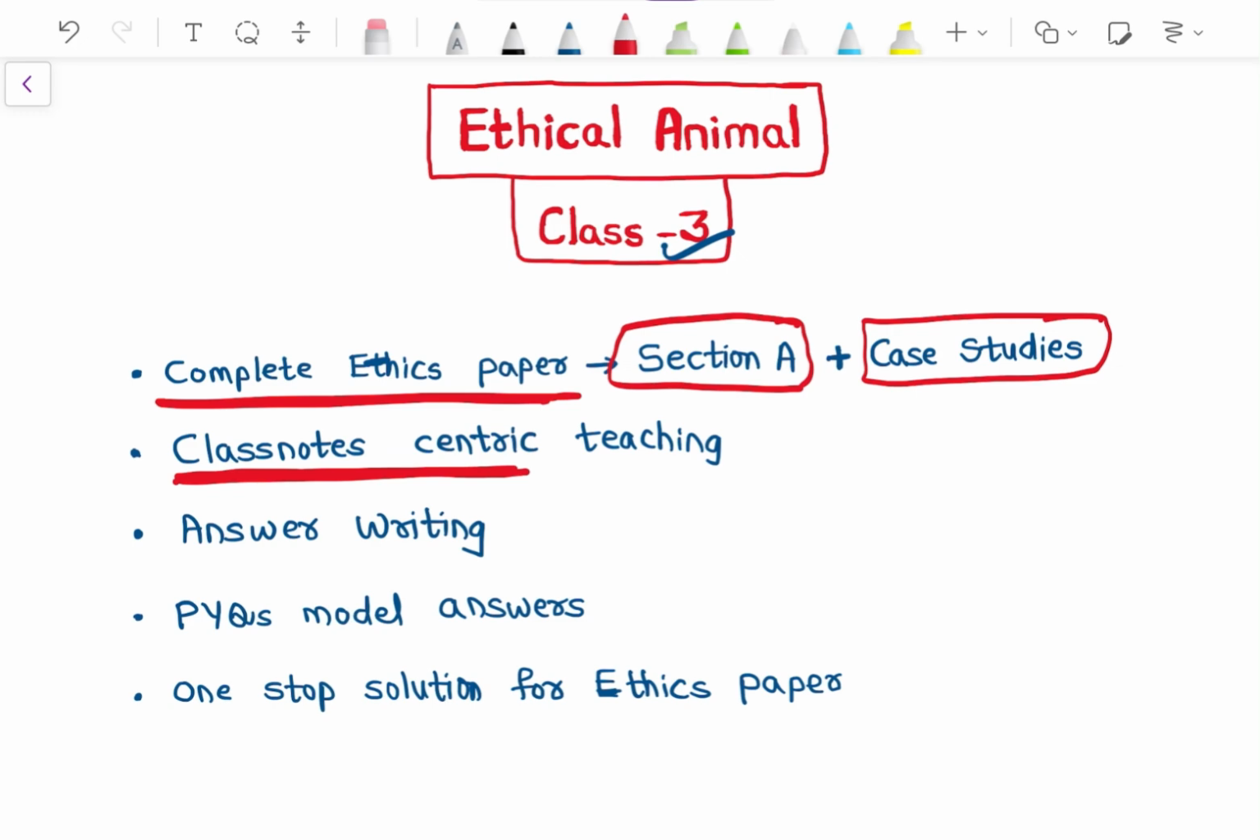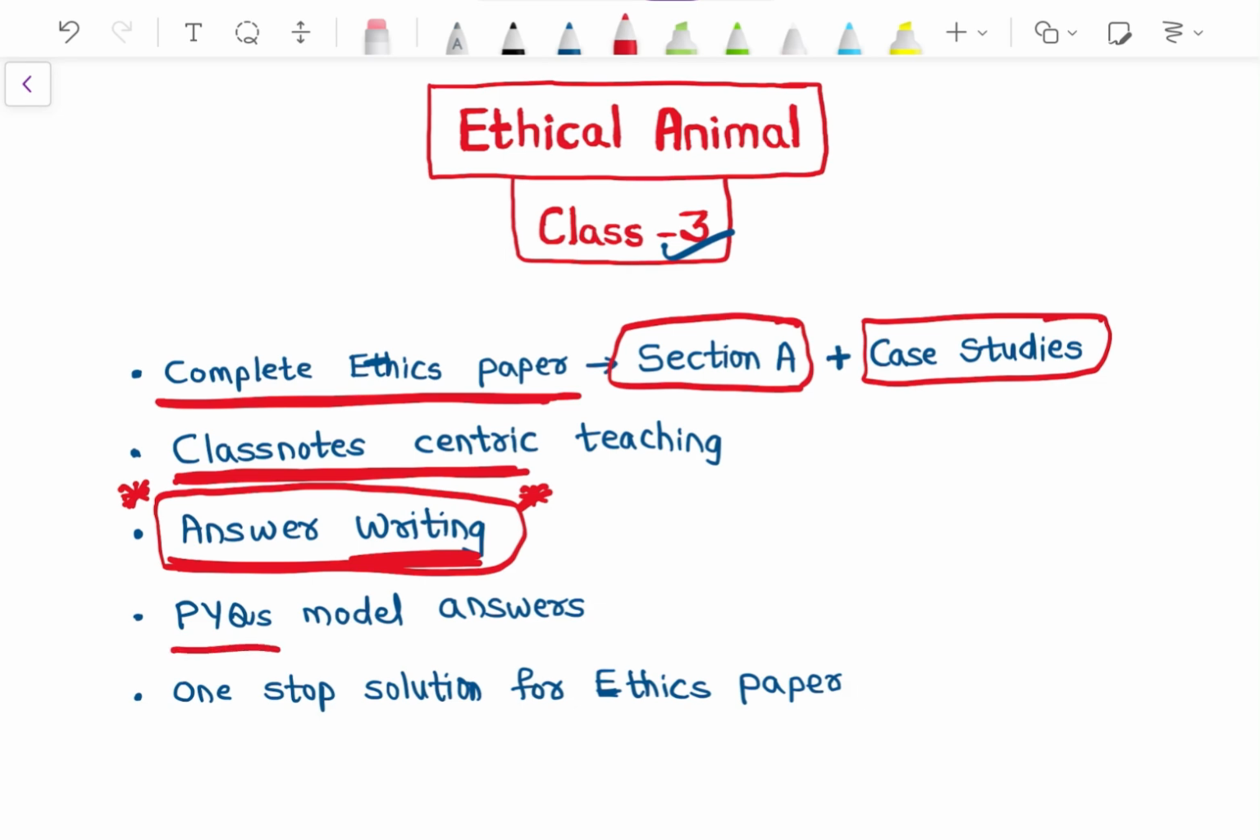Like, before the mains exam, if you have one day to revise ethics, you will be reading those notes for your ethics paper. One of the important aspects of this course is answer writing. In every class, I will be discussing at least one or two answers: how to read a question, how to interpret a question, how to address each part of the question, how to write an introduction, how to think of points and how to generate points, etc. This is an important aspect because answer writing plays a very important role in the ethics paper.